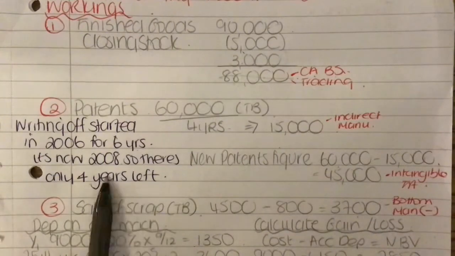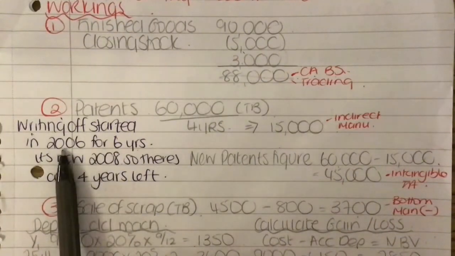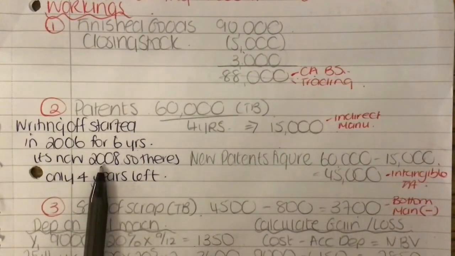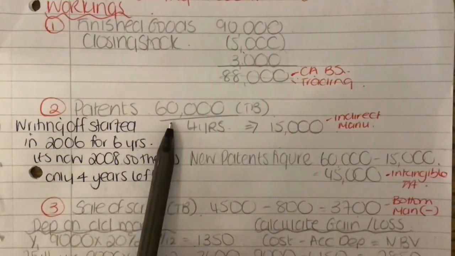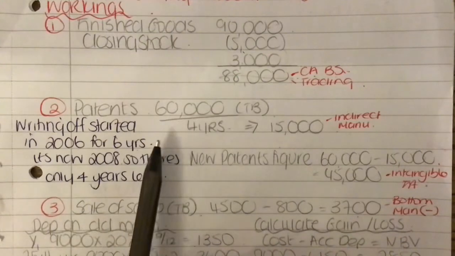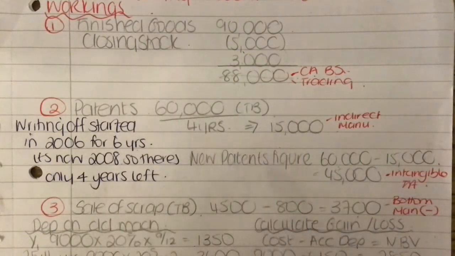So I'll just go through that again. You're writing it off for 6 years, okay? But you started that in 2006. Now it's 2008, which means that there's only 4 years left to write off. So your value in the trial balance was 60,000 euro. You're dividing it by the 4, which means that you're writing off 15,000 every year. So in 3 more years, after 3 more years of writing off, your patent will be down to 0.